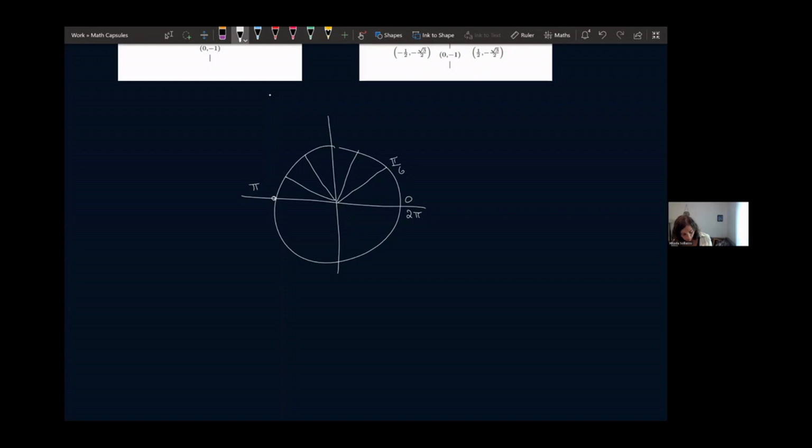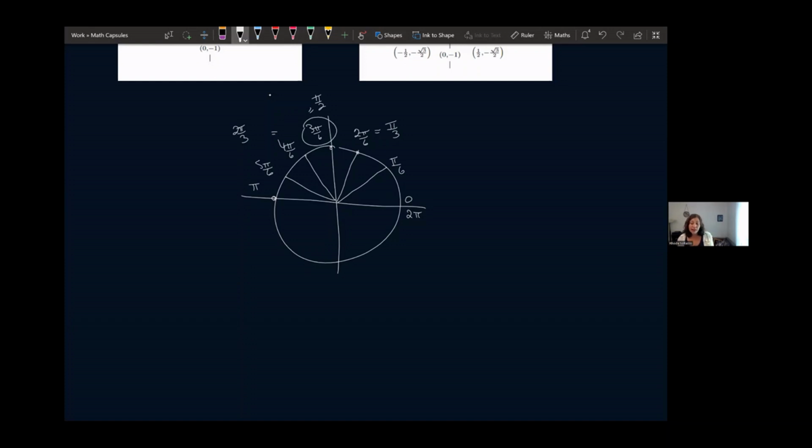So this would be 1 pi over 6, then 2 pi over 6, 3 pi over 6, 4 pi over 6, 5 pi over 6. And of course, some of these fractions can be reduced if you want to. So I can get pi over 3 and 2 pi over 3, and 3 pi over 6 is of course pi over 2 and so on. But that's the basic idea.